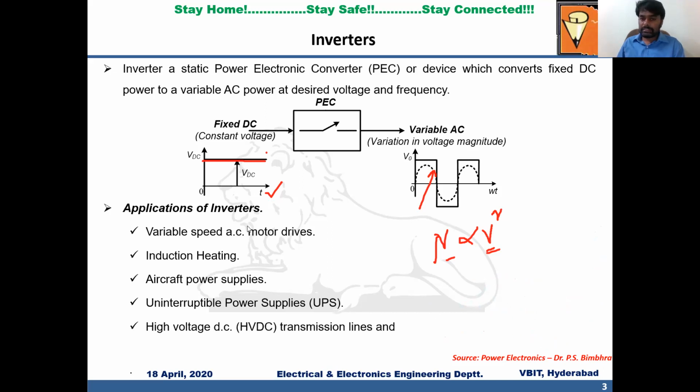Then HVDC transmission system. At the load end, we need to convert the DC into AC. There also you require these inverters. And nowadays most of the vehicles are operating on batteries, right? There are many advantages. So there you can use these inverters, which will convert the battery voltage to the AC voltage, which is required to run the drives connected in the vehicle, right? So these are the few applications.